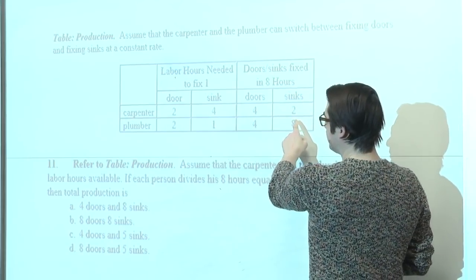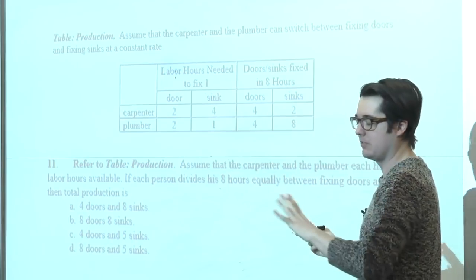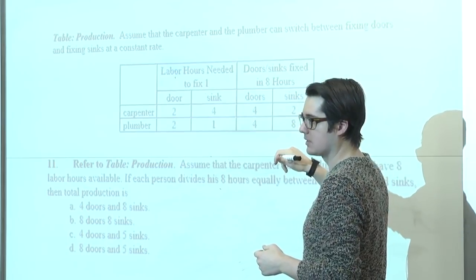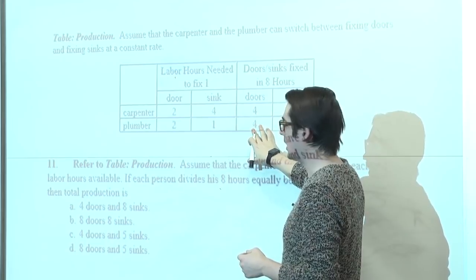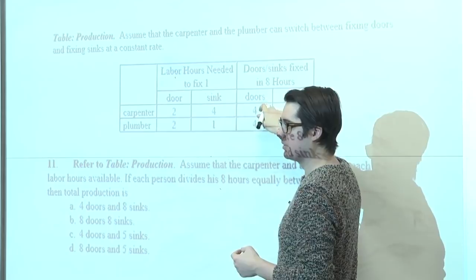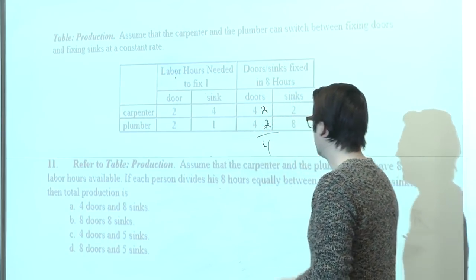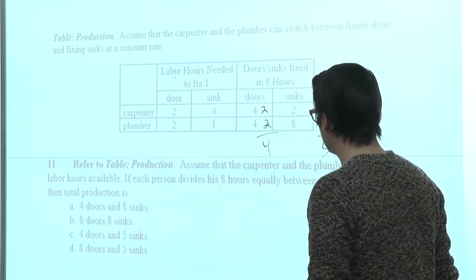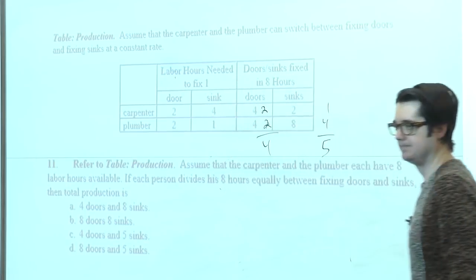Okay, so if the plumber spends half of his time, how many sinks would he fix? 4. And how many would the carpenter fix? 1. And how many doors, if he spent half of his time on doors? 2. And the plumber? 2. So if they each split their time, there would be 4 doors and 5 sinks. So the answer to this one will be C.